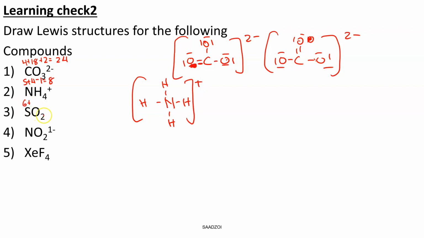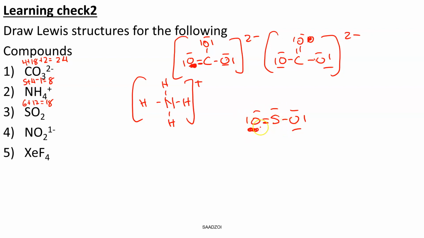SO2: sulfur has 6. O is group 6, and there's 2 of them, so that's 12. That's 18. So S, O, O, that's 2, 4, 6, 8, 10, 12, 14, 16, 18. So there's all 18 electrons. Now at this point, you look at it and you realize, oh wait, sulfur doesn't have 8. So what do we do? Erase and move.